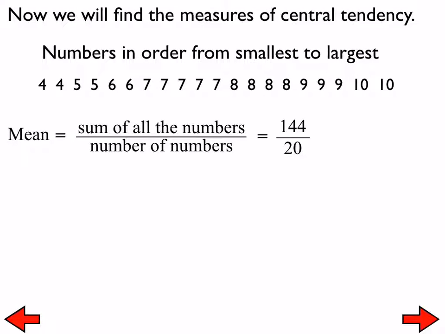And let's not do any rounding. All right, so 144 divided by 20 is 7.2. So according to the average or the mean, or what you may have called fair share last year, that means about 7.2 out of every 10 marbles is red. That's what that means. Okay?